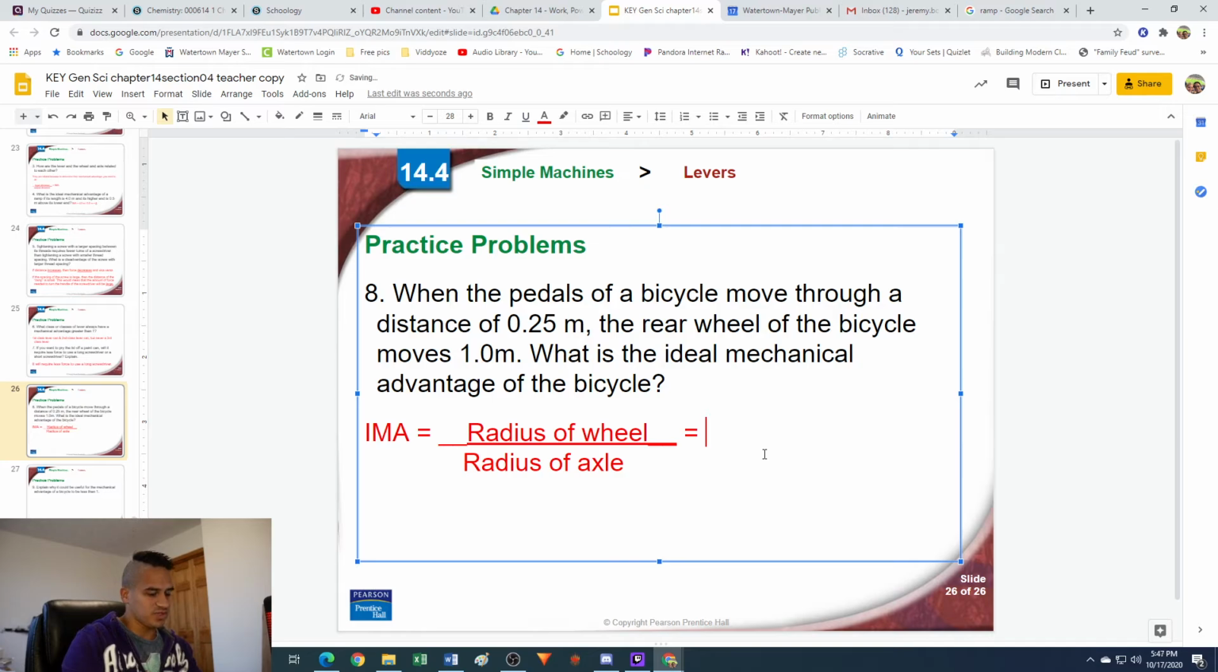So this is going to be equal to 1 meter. And the axle is going to be the distance that the pedal's moving, so 0.25 meters. So take 1 and divide it by 0.25, and this will give us the mechanical advantage of the bicycle. So let's take a look here. 1 divided by 0.25, and we get a mechanical advantage of 4.